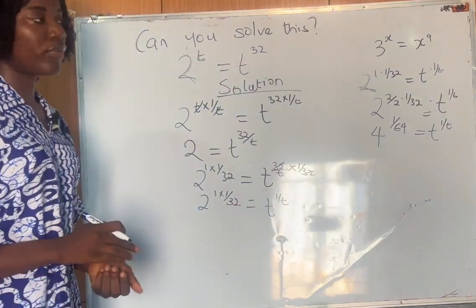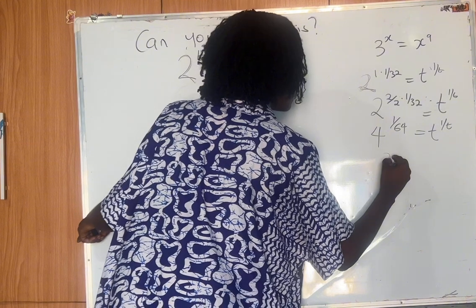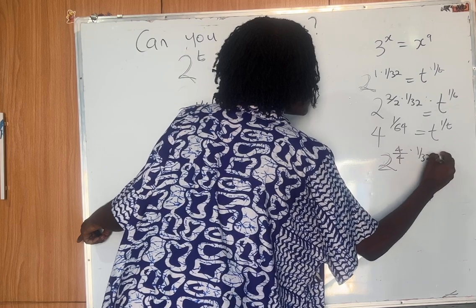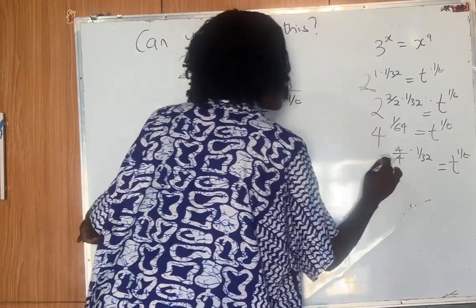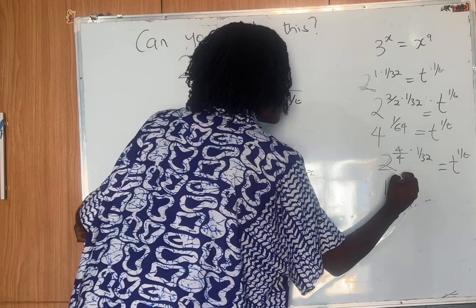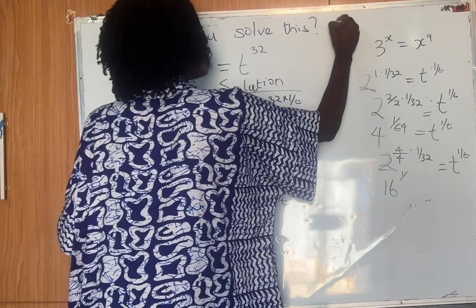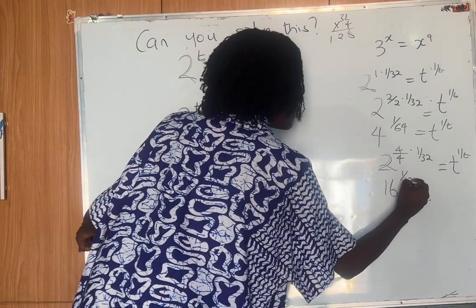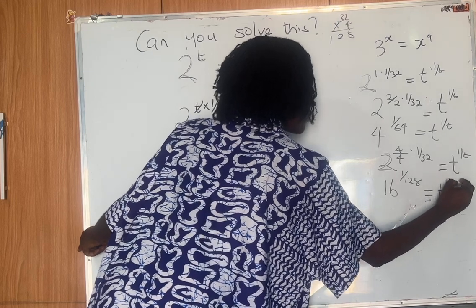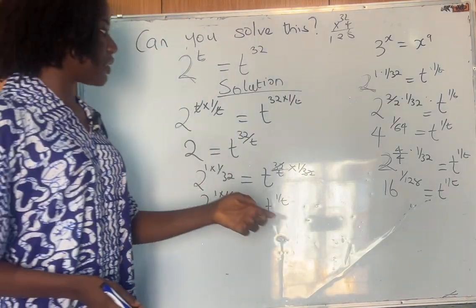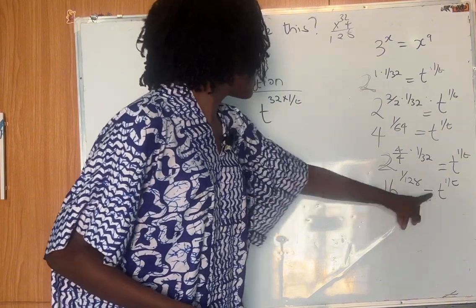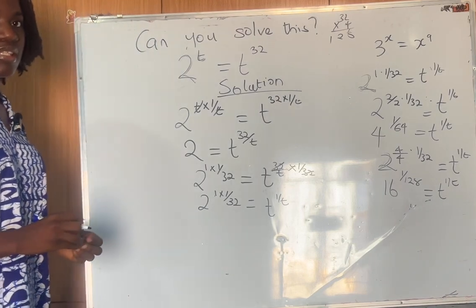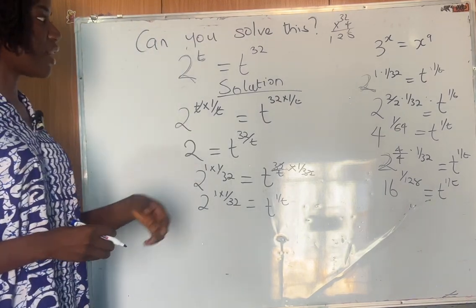It cannot go. If you try 4, 2 raised to the power 4 over 4 times 1 over 32. 2 raised to the power 4 is what? 16. 32 times 4, 128. So 1 over 128. You can see that this t is 16. This t here is 128. Can you see it? You keep trying.